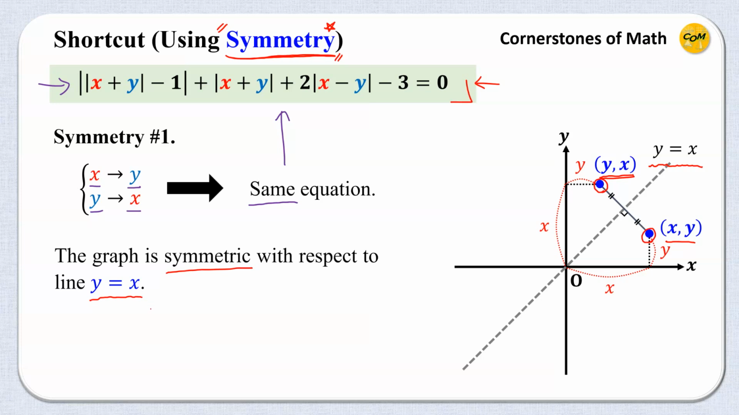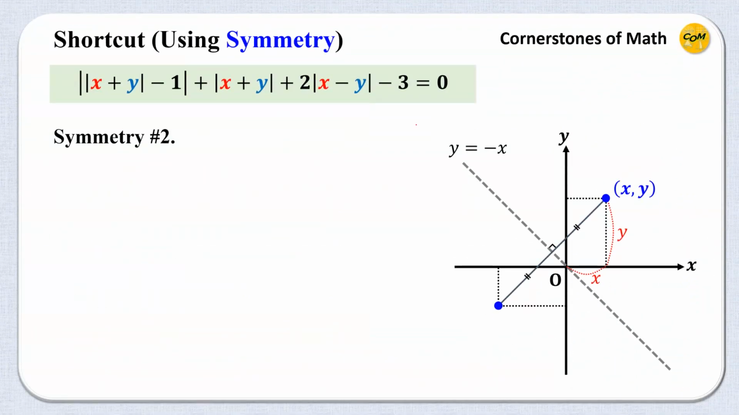So this is the first symmetry, and let us try to find another one. This next symmetry can be a bit confusing, so let us think on the figure first. Let us think about the symmetry with respect to line y equals minus x. This means that if this point x, y is on the graph, then this point over the line y equals minus x is also on the graph.